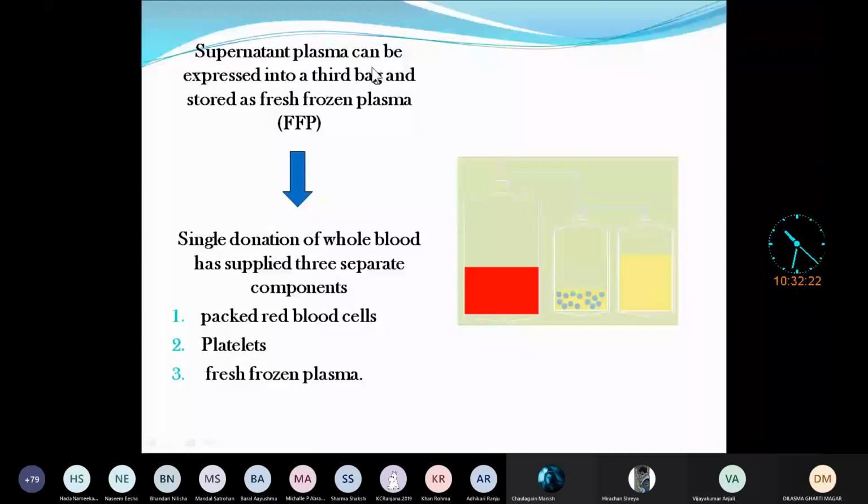So now the bag containing the yellowish fluid, the plasma, will be frozen in the deep freezer, and it will act as fresh frozen plasma. Understood here? From a single donation of whole blood we have obtained three separate components. First one is the packed red cell, second one is the platelet or platelet-rich plasma, and the third one is the fresh frozen plasma. This is clear?